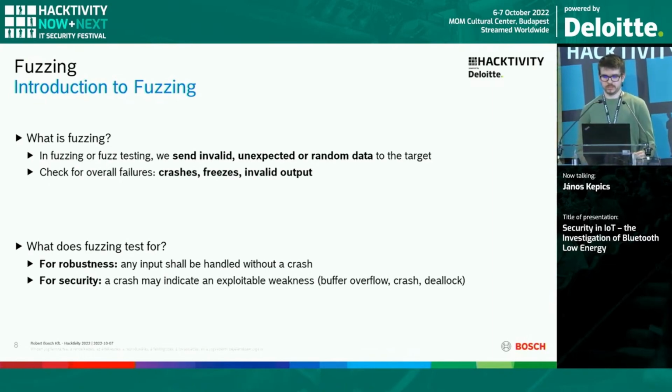One of the most efficient testing methods is fuzzing, so fuzz testing. In fuzzing, we send out random data and check for failures in the device. With this test, we check for the device's robustness, so can it handle unexpected data without a crash, and its security. Is it secure against buffer overflow, crashing, or deadlocking?